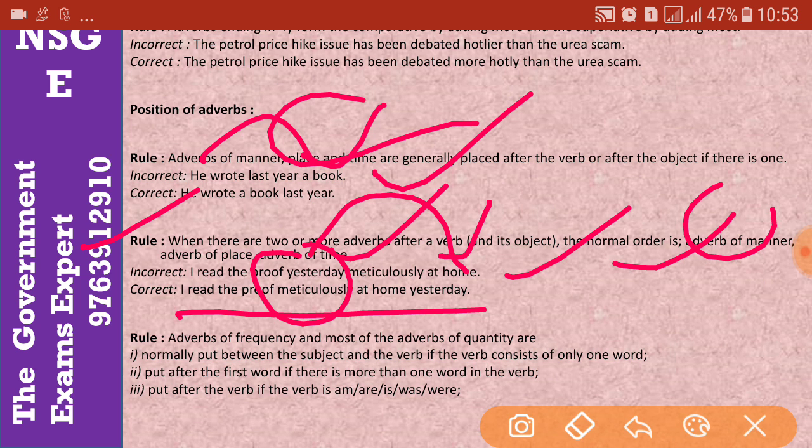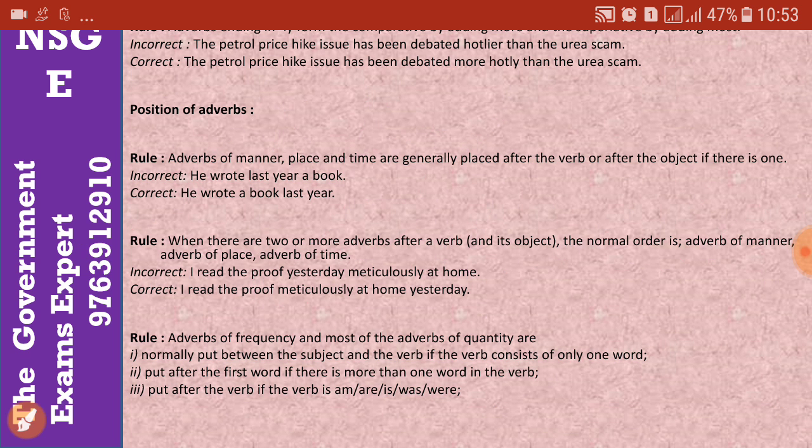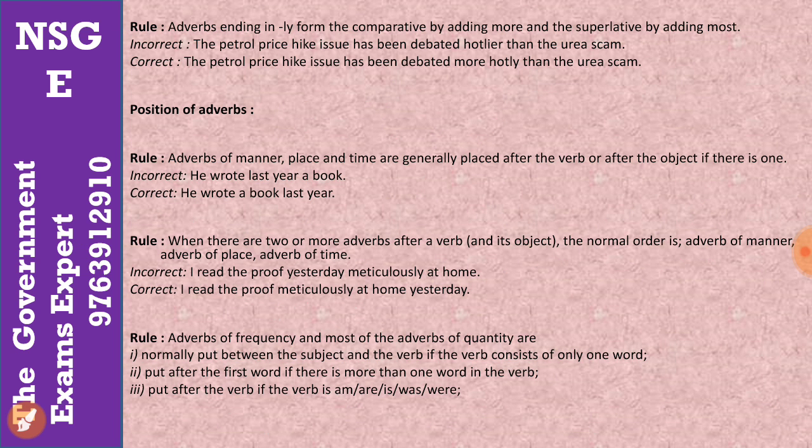So please do remember, I read the proof meticulously, adverb of manner; at home, adverb of place; yesterday, at what time, that is called adverbs of time. Okay, I hope you are getting my points very clearly. If you have a little bit of doubt, please do mention it in the comment box.